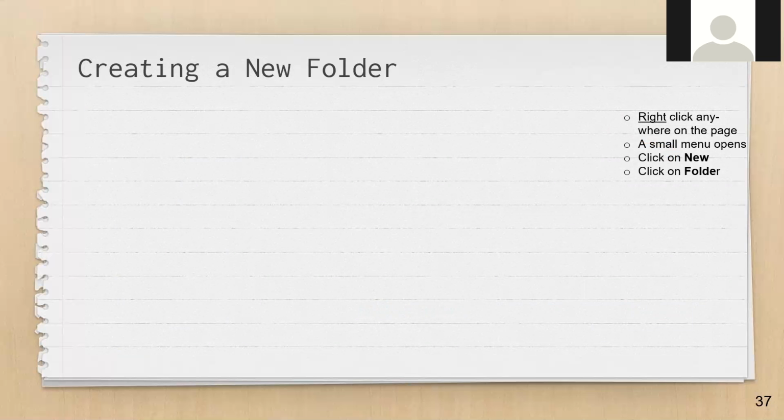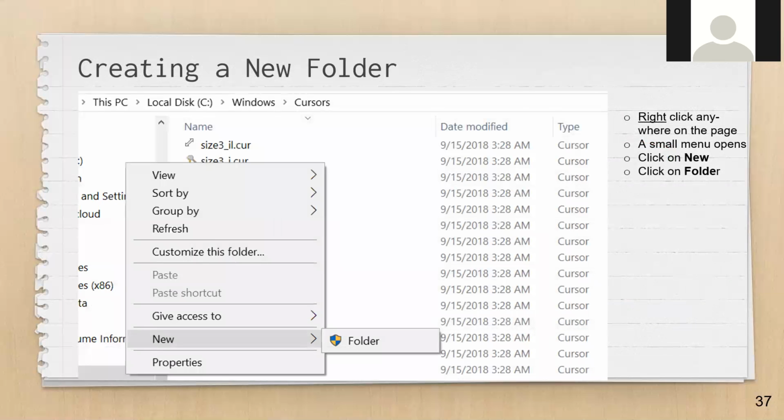The question everybody asks me is, how do I create a folder? How do I get it in the first place? It's really very simple. Let's say I was in that Windows cursors folder. Anywhere I like, I just right click. See, it says over here, right click anywhere on the page. And remember I told you, right click always opens a little menu with more things you can do. So if I right click anywhere, this little menu just pops open, just like the clipboard pops open when I press the Windows key and the letter V. Here it's just a right click and you'll see it's got a whole lot of things.